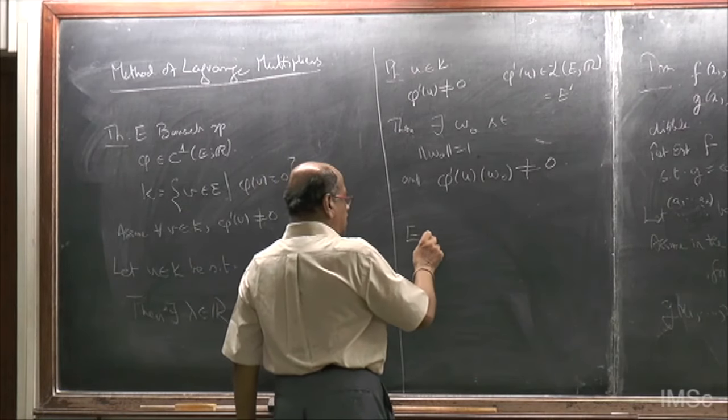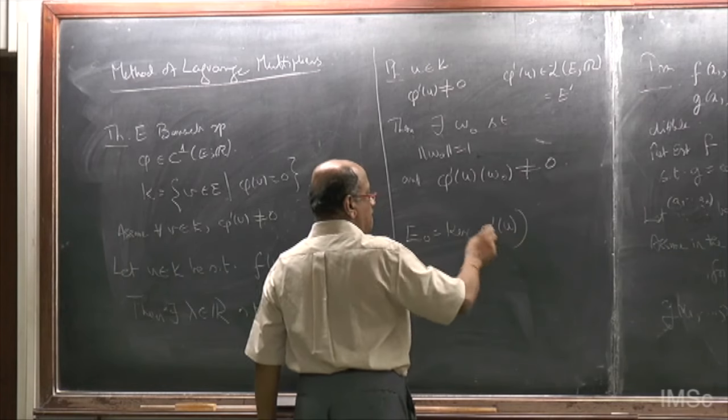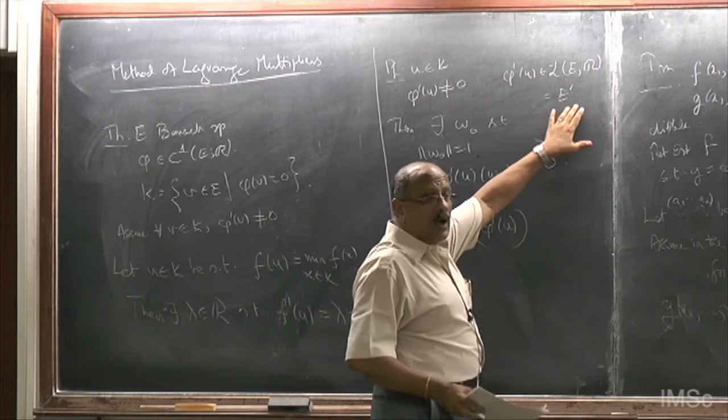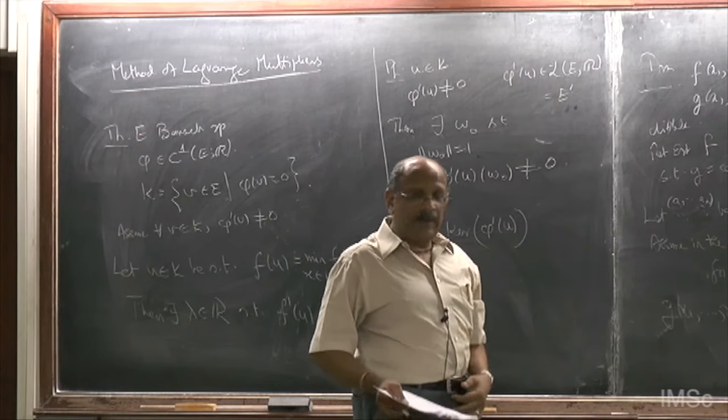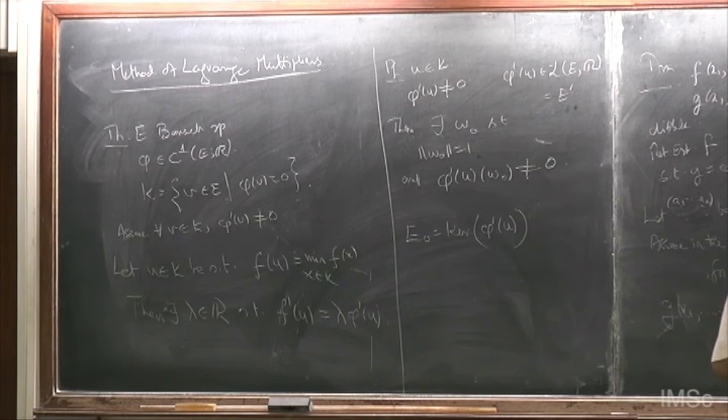So, let E naught be the kernel of phi dash of u. Phi dash of u is a linear map from E to R, and therefore, it may have a kernel. Okay. It will have a kernel. Why?